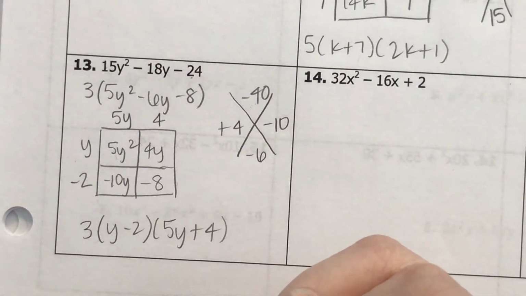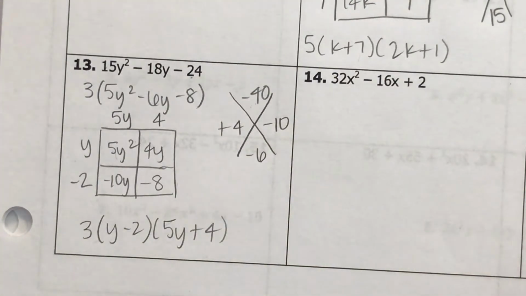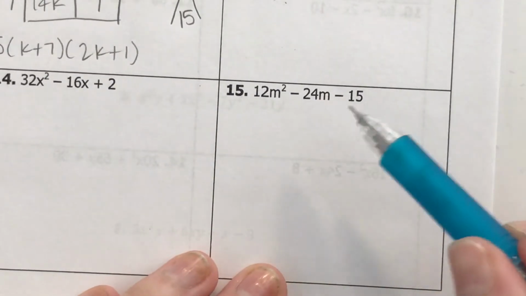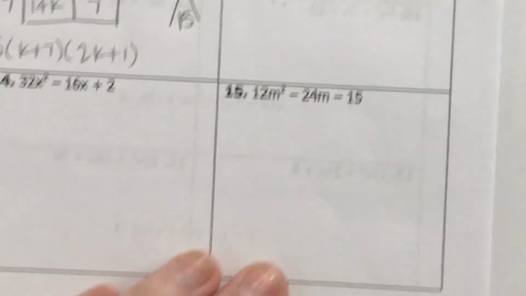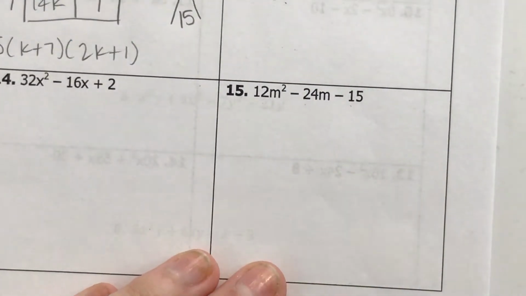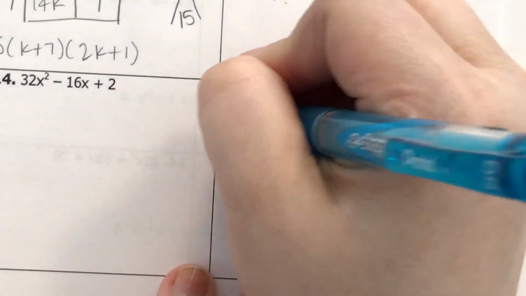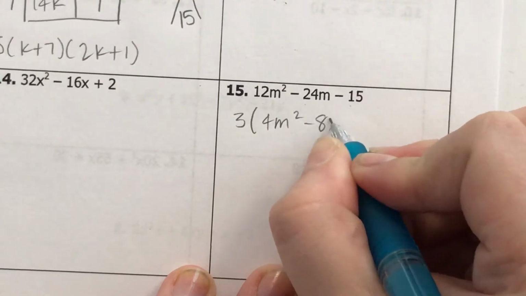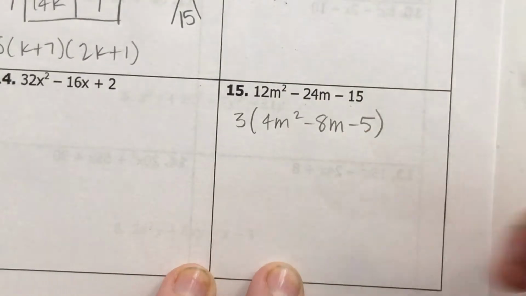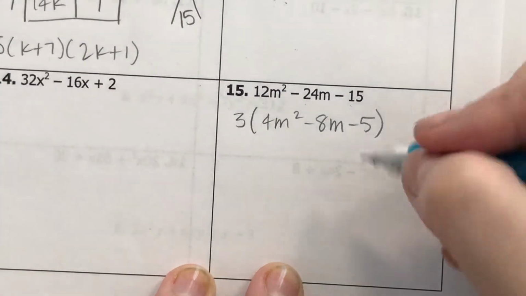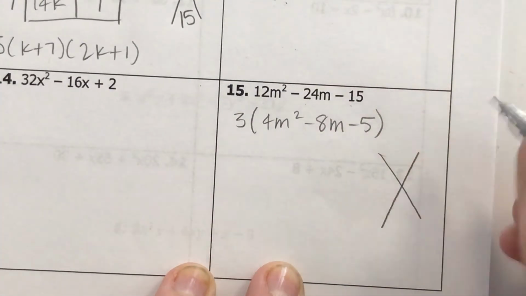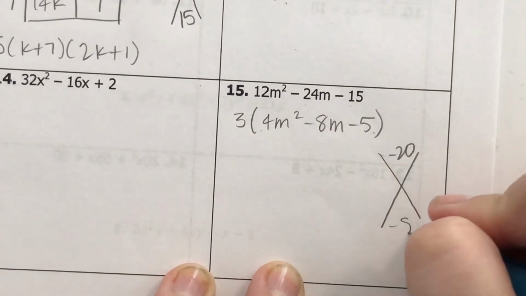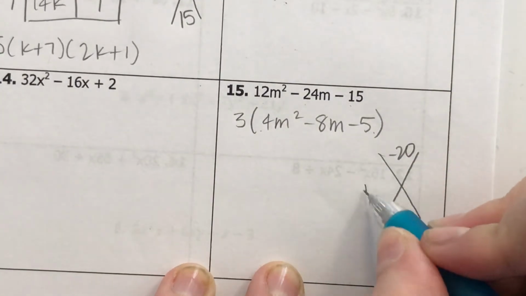Alrighty? Okay, let's do the very last one, number 15. GCF first. We have 12, 24, and 15. I think the same number goes into all 3 of these that we took out last time, and that's 3. So 4m squared minus 8m minus 5. Okay. So we are multiplying to negative 20 and adding to negative 8. So since this is negative, we have to have a positive and a negative.